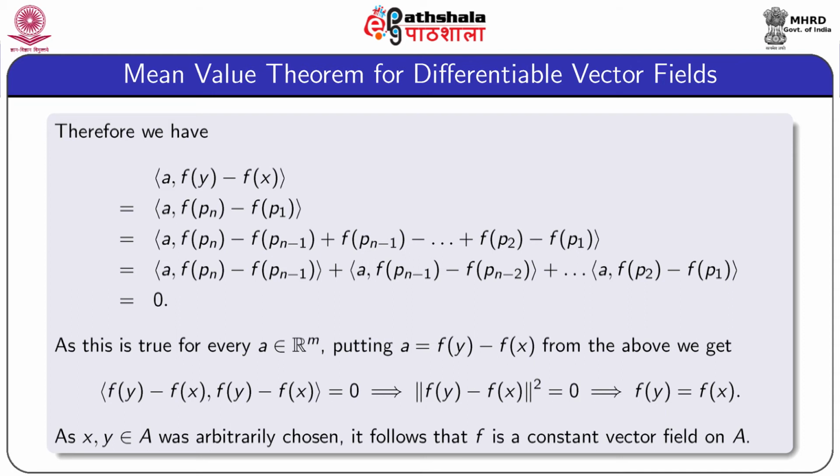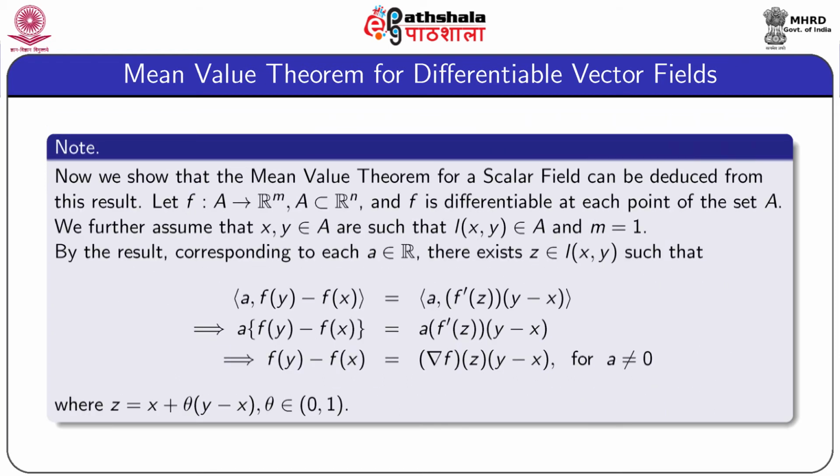Now, we recall that x, y were arbitrarily chosen elements from the set A, and as a result f is a constant vector field on the set A. We have a remark here. We show that the mean value theorem for a scalar field can be deduced from the mean value theorem for vector fields.